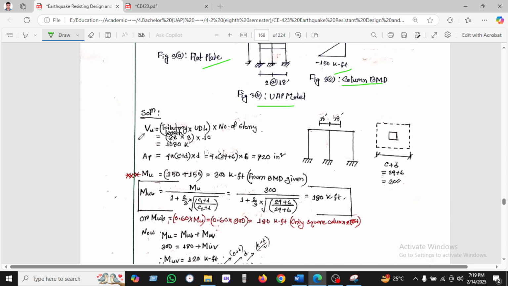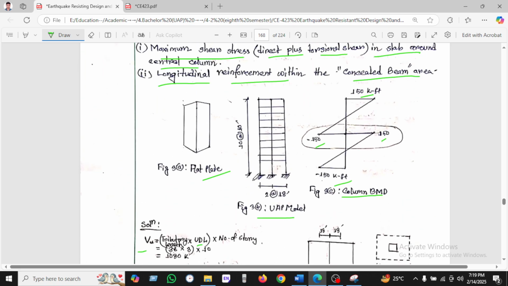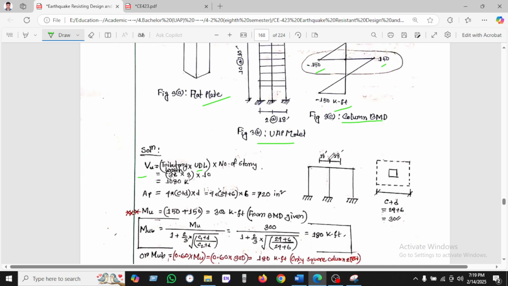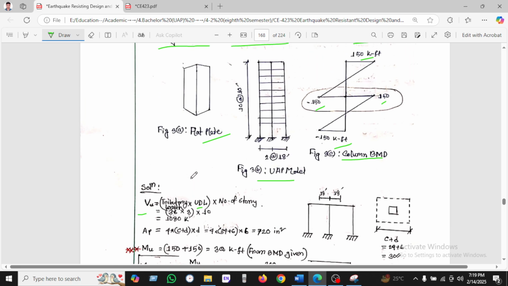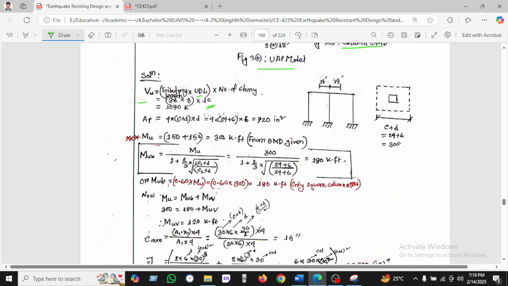So now we are calculating the tributary length into UTL. So 36 into 3, you have seen here 36 into 3. As we are considering this 18 into 18, this will be 36. And the number of stories we have seen here is 10, and F equal to 4 into CD, C plus D into 4, and found 7 to 0 inches square.